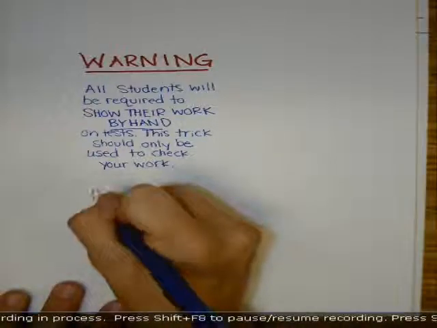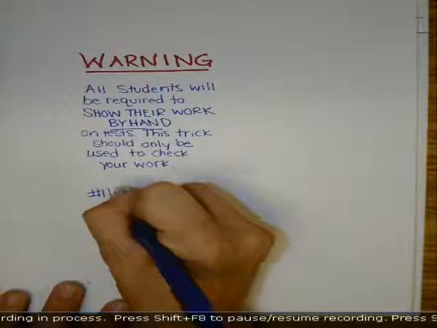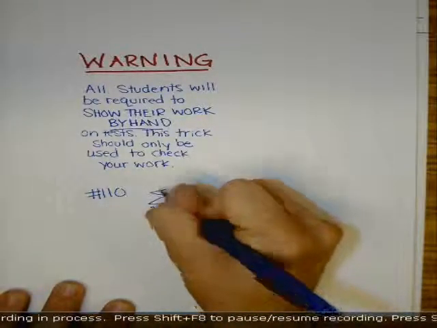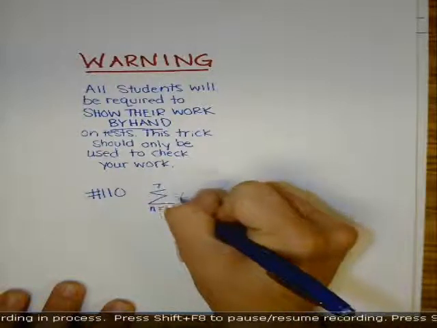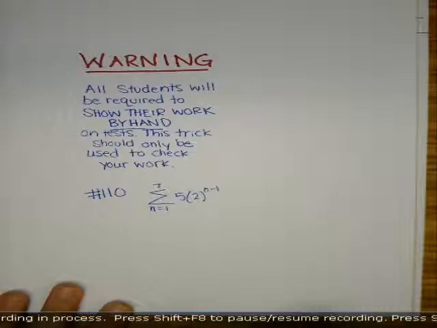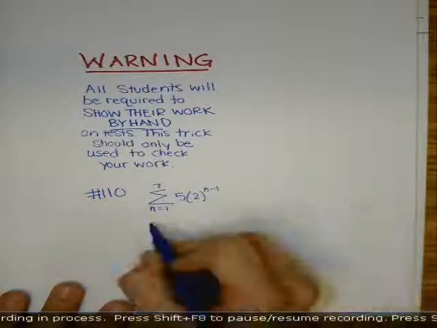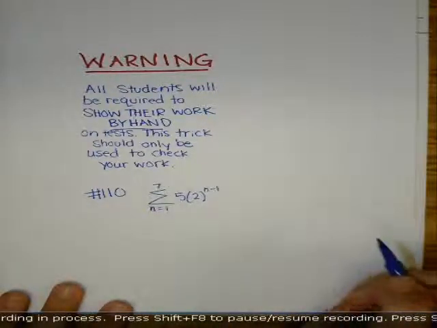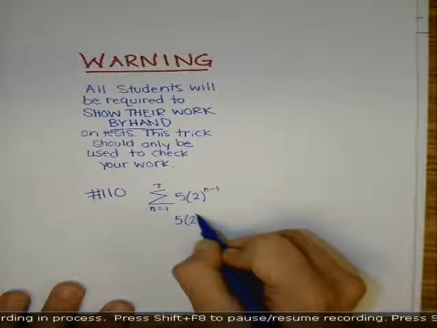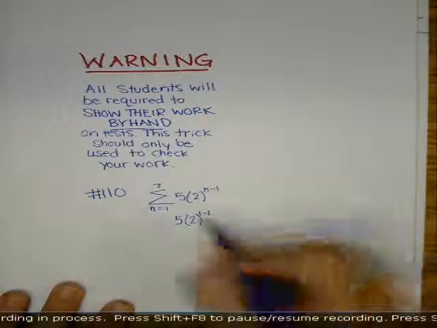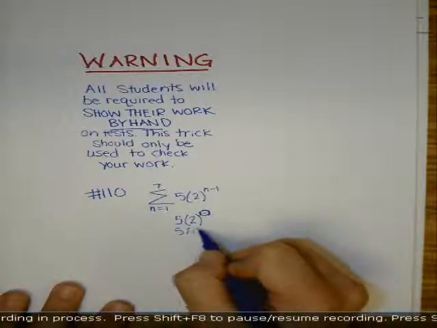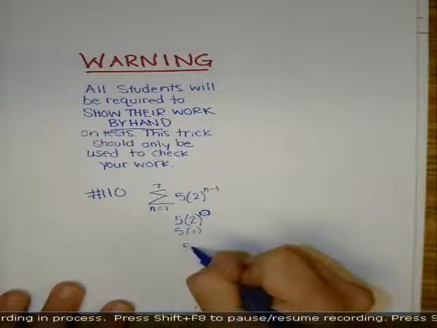Let's talk about number 110 from your homework last night. It said the summation of n equals 1 to 7 of 5 times 2 to the power of n minus 1. It asked you to write out the terms 1 to 7. So everybody went ahead and said, okay, the first term is 5 times 2 to the power of 1 minus 1. 1 minus 1 is 0. 2 to the power of 0 is 1, so 5 times 1. So my first term is 5.